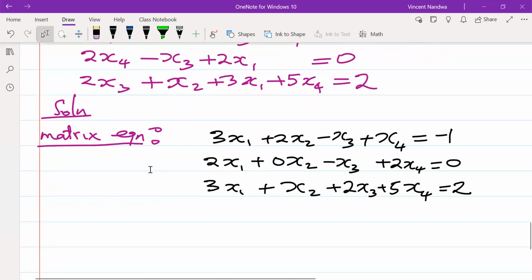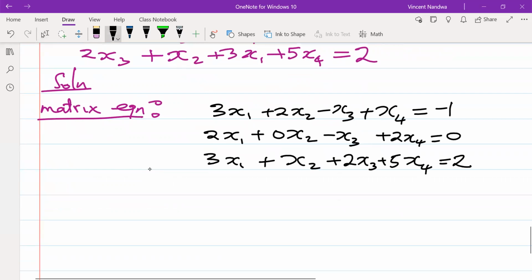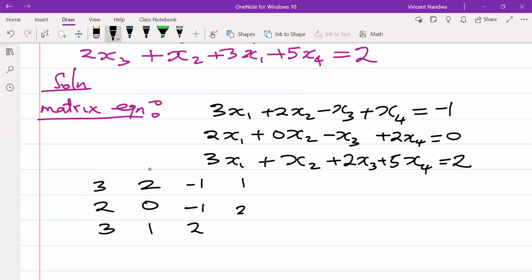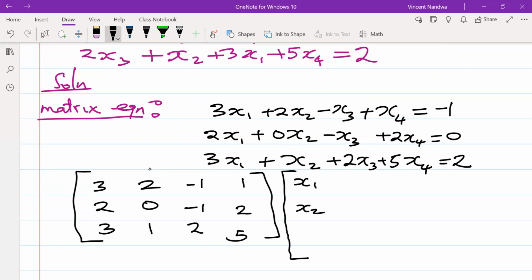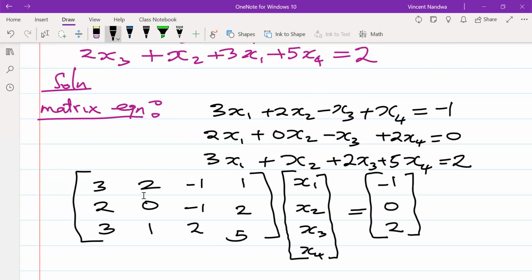So then now it becomes easier to write the matrix equation. So just pick the coefficients. So we have 3, 2, 3, 2, 0, 1, -1, -1, 2, 1, 2, 5. And then we have 4 variables, x1, x2, x3, x4, equals -1, 0, 2. So that will be the matrix equation.